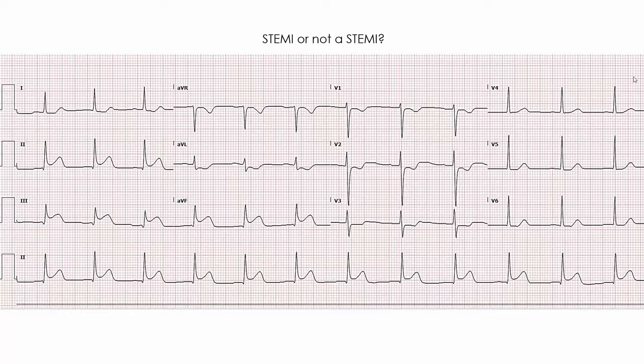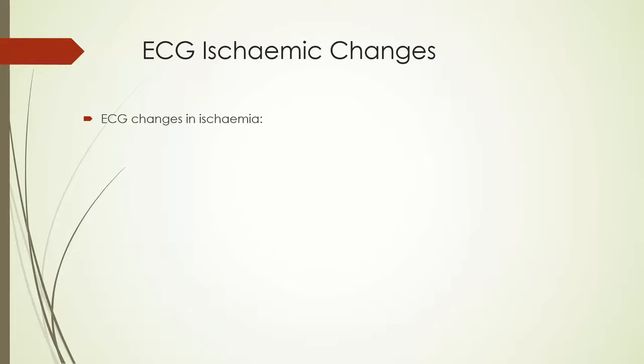What do you think of this ECG? Is this a STEMI or not a STEMI? Now, I imagine this ECG is not too difficult for you to interpret, but let's go through the basics of the different findings that you get with myocardial ischemia. So what are the changes that you get on the ECG when the patient has myocardial ischemia?